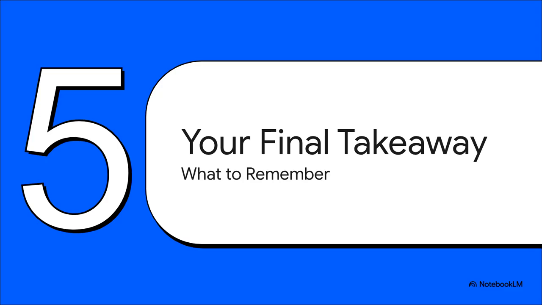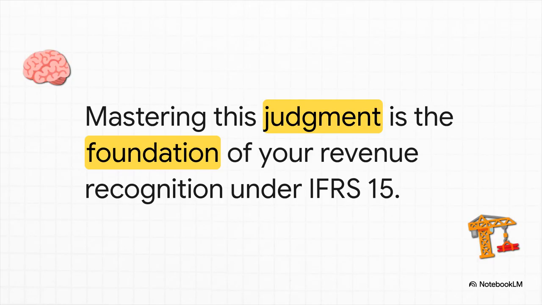So after all that, what is the one thing you absolutely need to remember? Let's distill it all down to the final takeaway. If there's just one thing you take away from all this, it's the number 2. It all comes down to that two-part test. Number 1, can the customer benefit from the item on its own? And number 2, is it distinct within the context of this specific contract? That is your guide for every single one of these decisions. You see, ultimately, this isn't about just following a checklist. It's about applying professional judgment. And mastering that judgment for Step 2 is what truly builds a solid, defensible foundation for all of your revenue accounting.